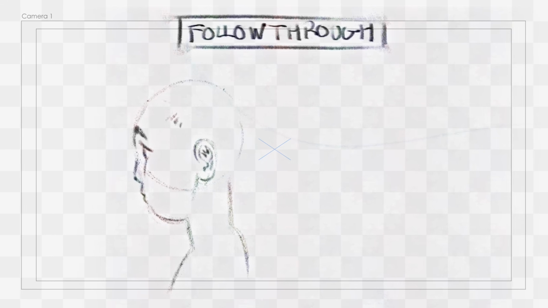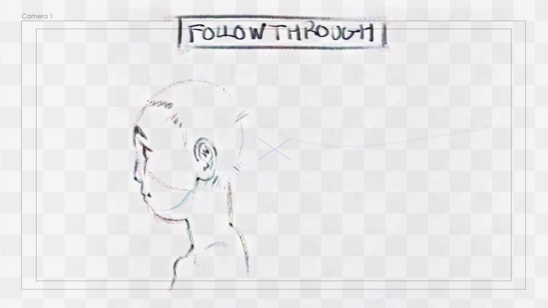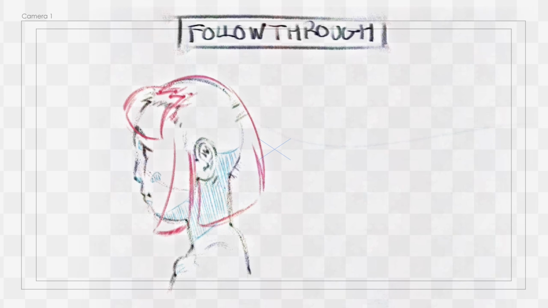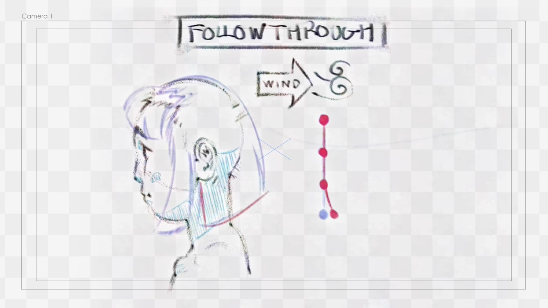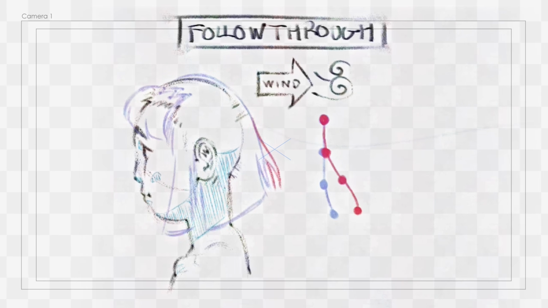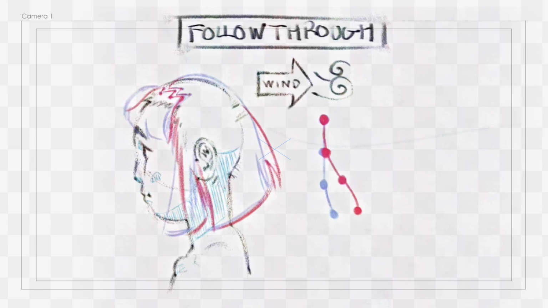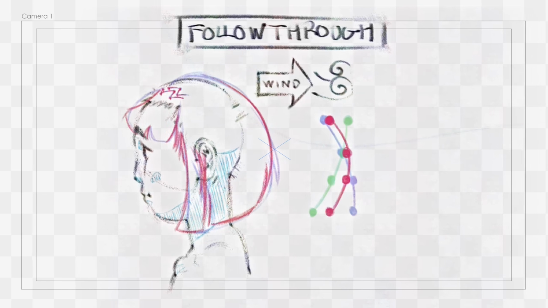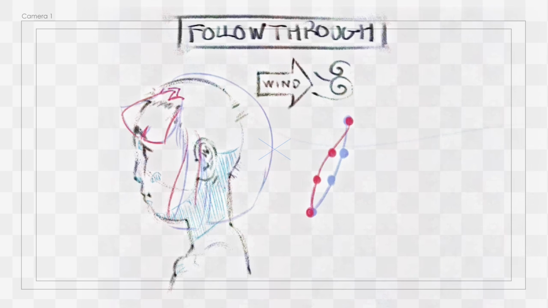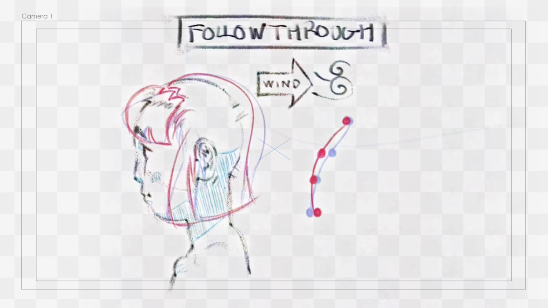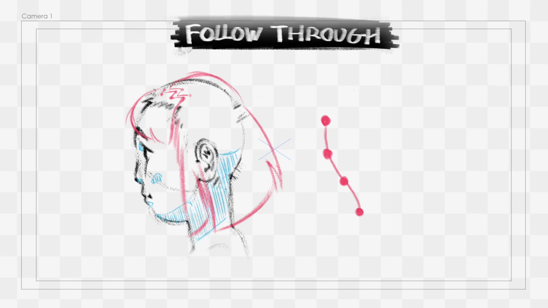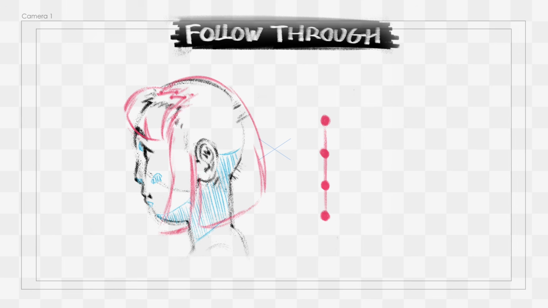So here we got an example of a character with flowy hair. The easiest way to implement follow through is to make a 4-link chain. Basically, it's just a line where the dots guide the line's movement. There are specific poses that a chain goes through, and if you use those poses to be the force behind your hair drawing, it's pretty easy to make it look like a force is affecting it.